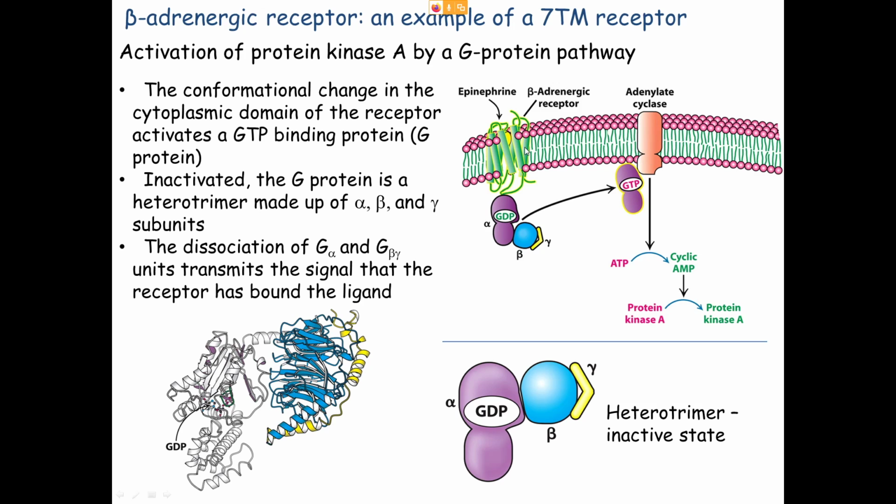Now, each beta adrenergic receptor can do far more than one of these. Every G protein that comes by can get its beta gamma subunits removed, so it will activate thousands of these G proteins. And each of those activated G proteins will activate many adenylate cyclases. You see the amplification we have going on here.